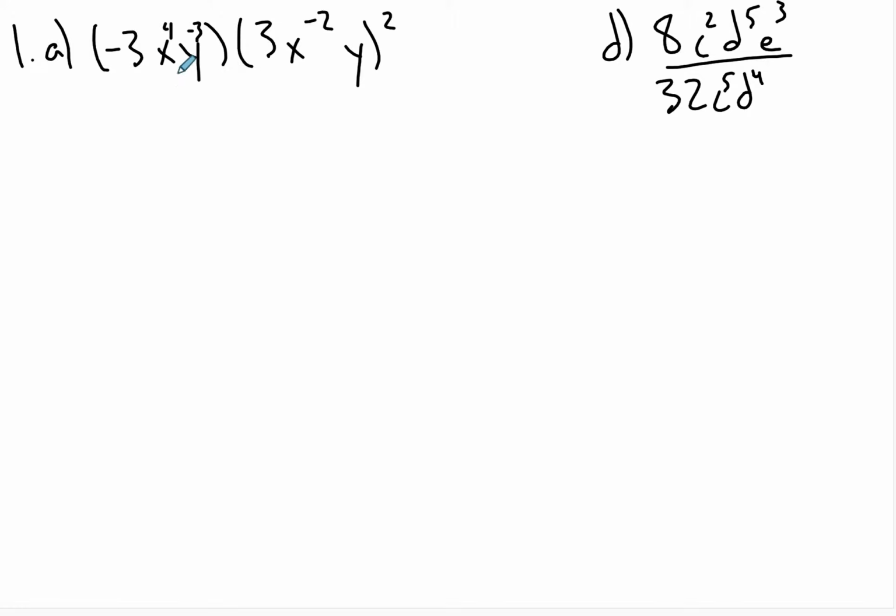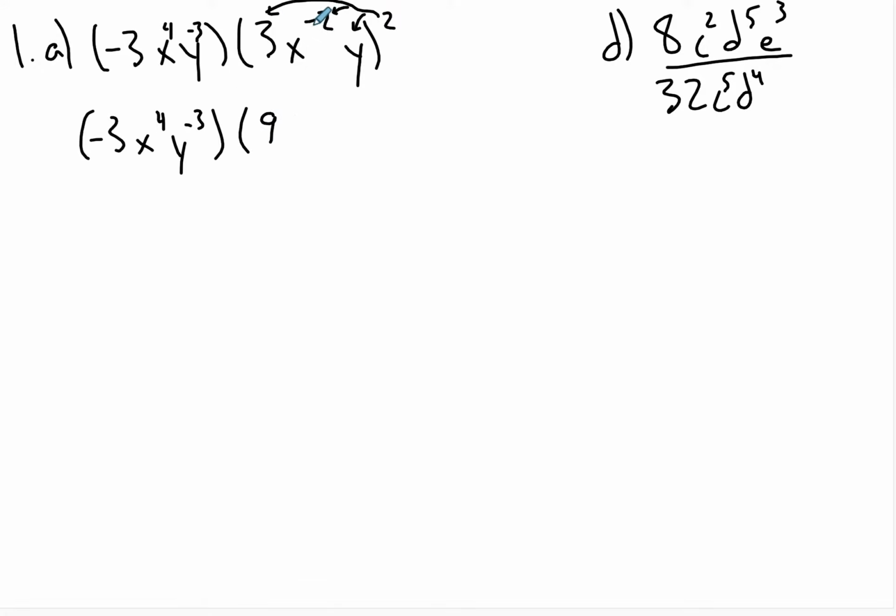So the first thing we really need to do with part A of question 1 is we need to deal with this pesky exponent on the outside of the brackets. There's nothing we can do inside of the brackets. It's as simplified as it can be. So here we have to remember that this 2 has to go on every single term on the inside. So here I'll write out negative 3 squared, x to the 4 squared, y to the negative 3 squared. But now I'm going to have something like 3 squared, which is just 9.